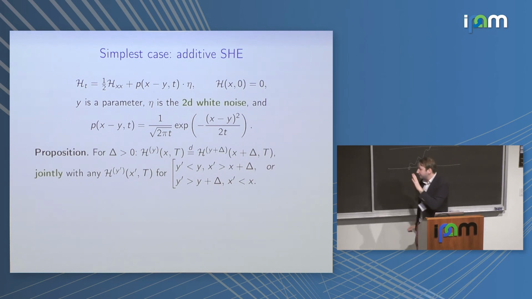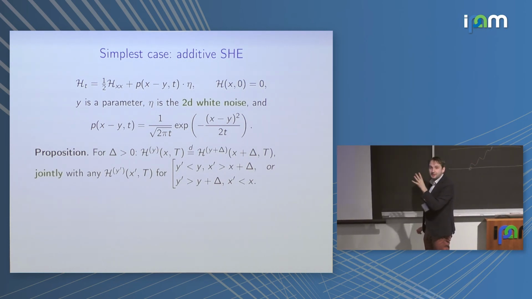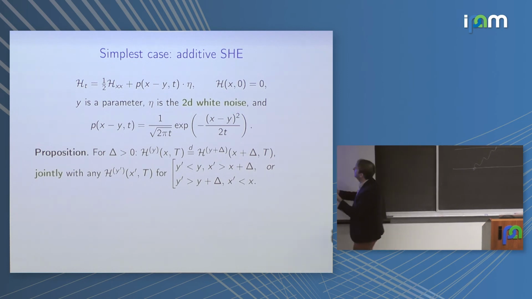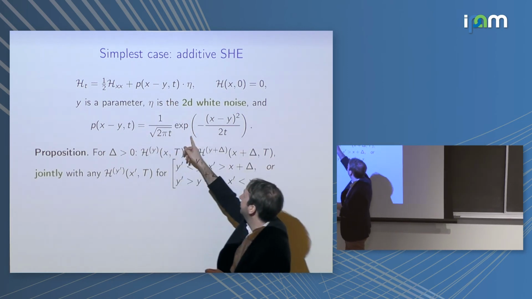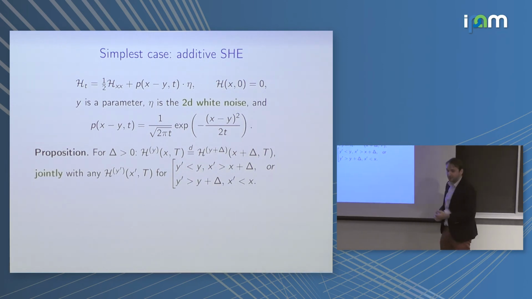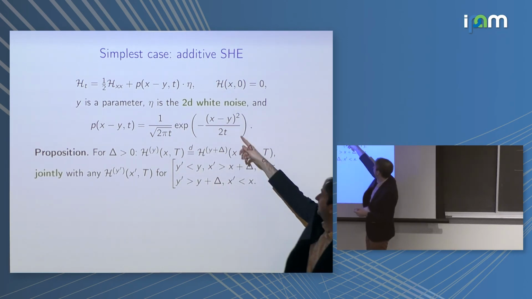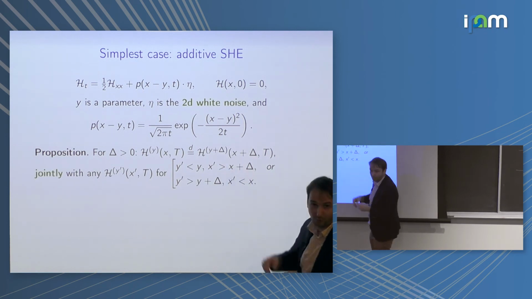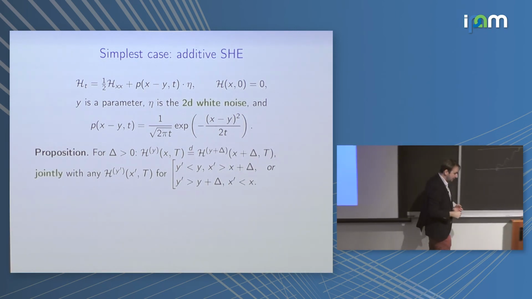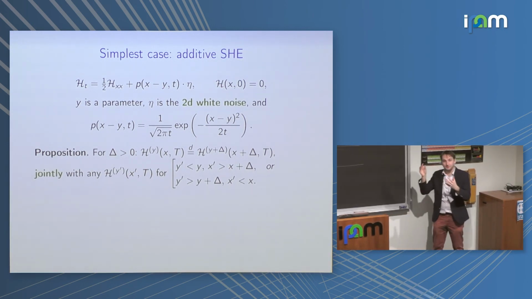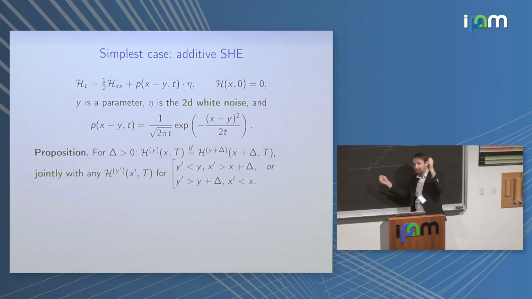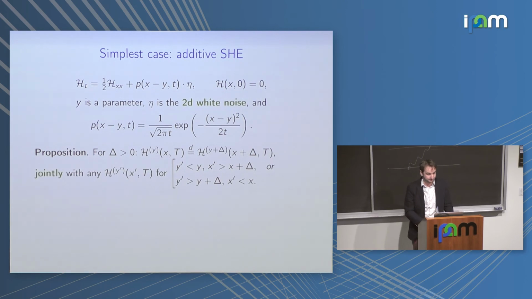So for this equation, there is still the very same shift invariance. So again, you shift. You're looking at the solution, so there is a parameter now which is y, that is the centering of this Gaussian kernel, and you can simultaneously be shifting y and the observation point where you're looking at your solution. And the statement again is going to be that the law is invariant under this shift, even if you're looking jointly with some other collection of points.